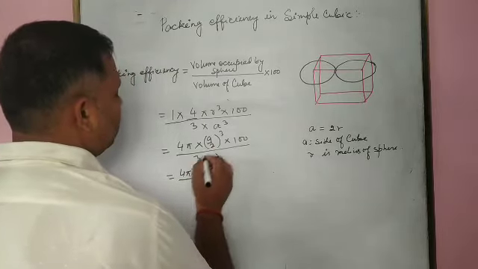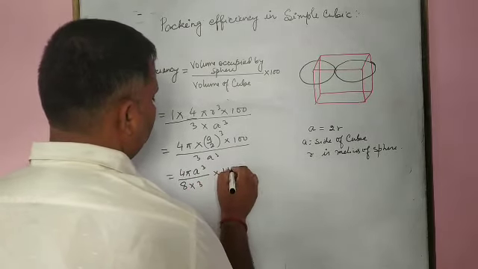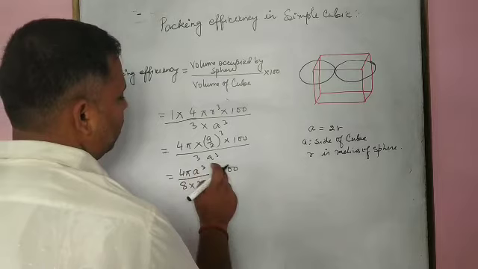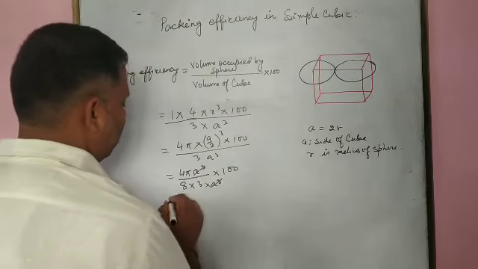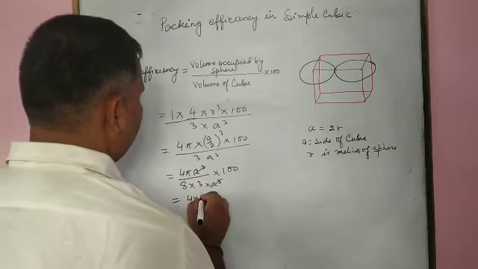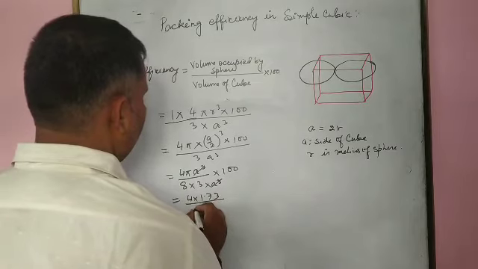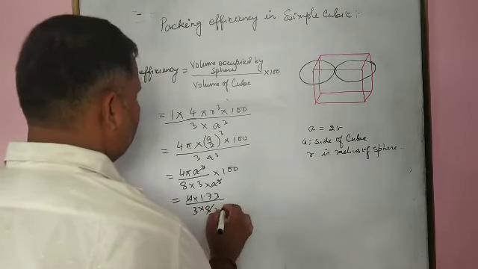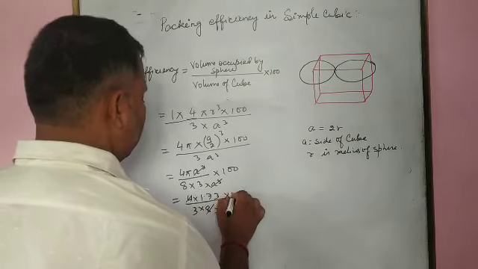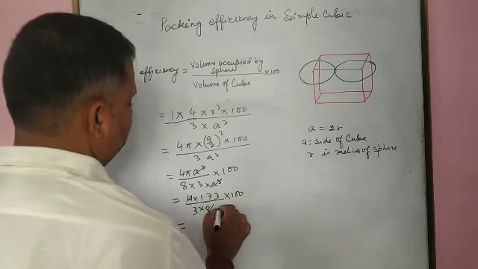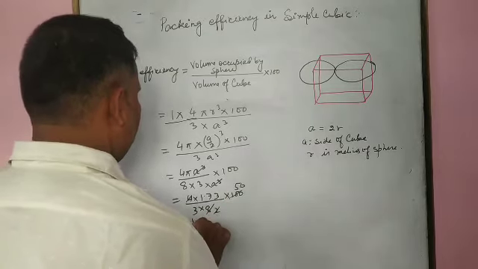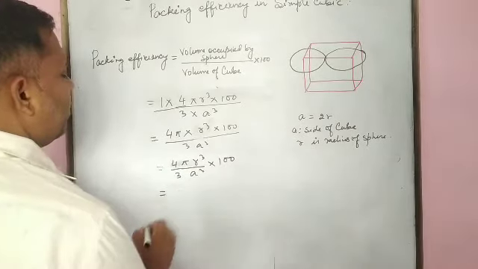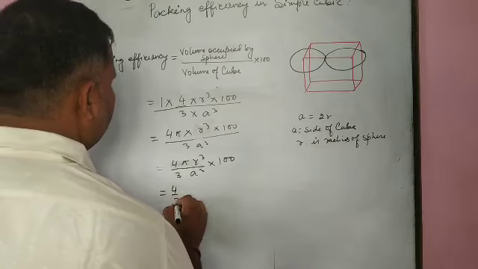Putting r equals a by 2 cube into 100, we have 4 pi by 3 into 8. What we have? We have 4 into 1.73 by 3 into 8. Sorry. Put in this value.